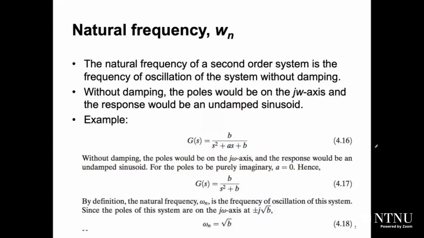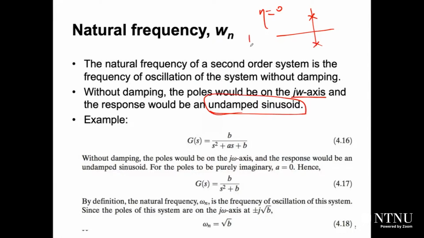So without damping, the poles would be on the j omega axis. If we don't have any damping, your system poles would be located on the j omega axis, and the response would be undamped sinusoidal, right? If zeta equals 0, your poles will be located like this one, correct? Because we don't have any real part. And in this case, what will happen? Your system will not damp, so the response will be an undamped sinusoid.